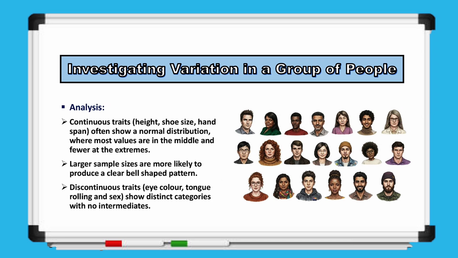In the analysis, we also observe that continuous traits often show a normal distribution pattern, where most values are in the middle and fewer are at the extremes. Larger sample sizes usually make this pattern clearer. Discontinuous traits, however, always show distinct categories with no intermediate forms. This clearly demonstrates the difference between the two types of variation and how they are represented graphically.